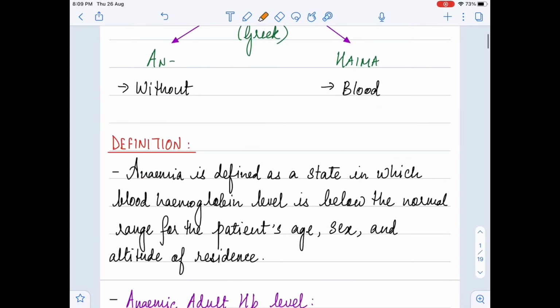So how do we define anemia now? Anemia is defined as a state in which the blood hemoglobin level is below the normal range for the patient's age, sex, and altitude of residence.